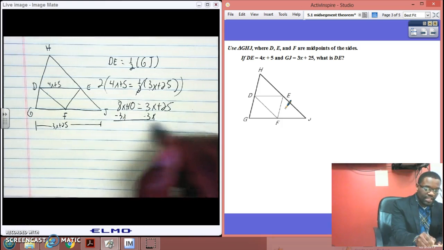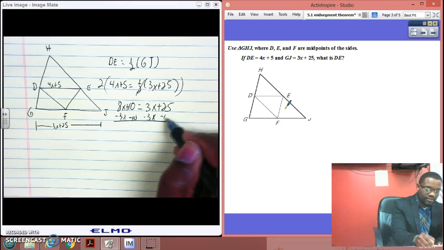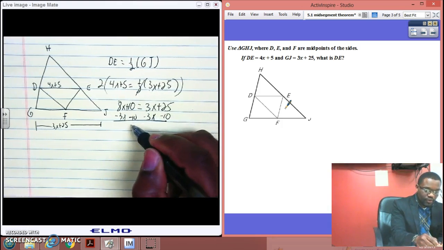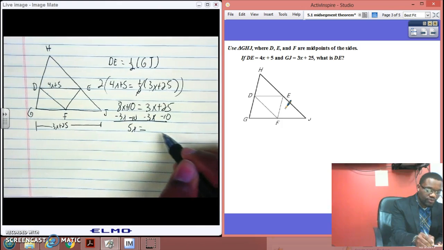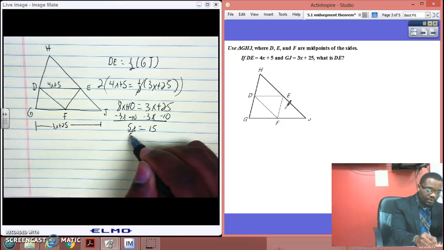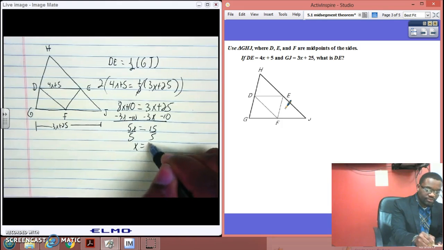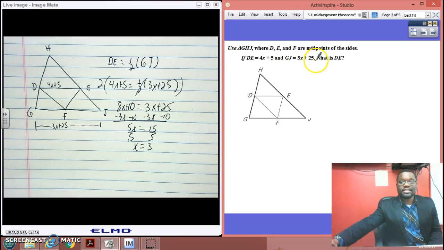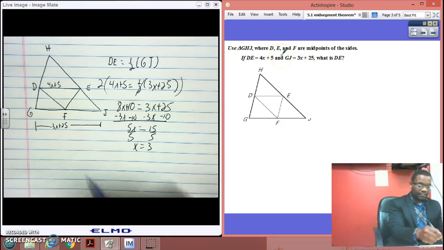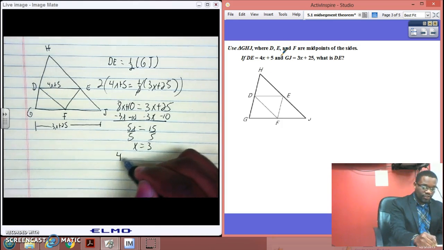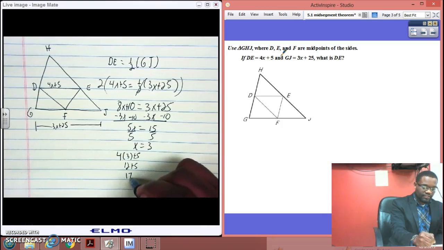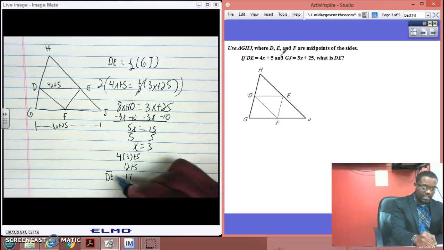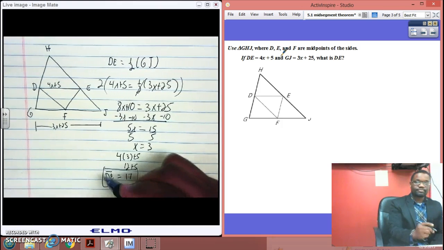Subtract 3x from both sides. Subtract 10 as well. Yeah, I did it all at the same time. So over here you get 5x equals 15. You divide both sides by 5 and x equals 3. Now that's not my answer because they want me to find what is DE. And they already told us DE represents 4x plus 5. So if I do 4(3) plus 5, I get 12 plus 5, which is 17. So segment DE equals 17.